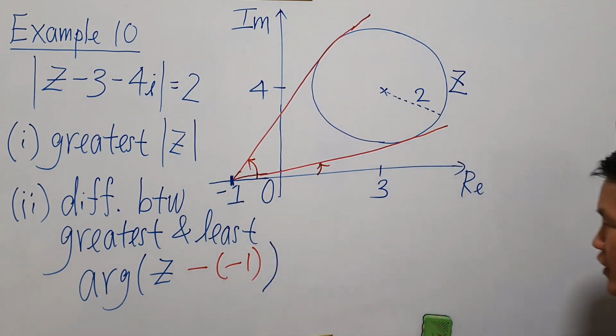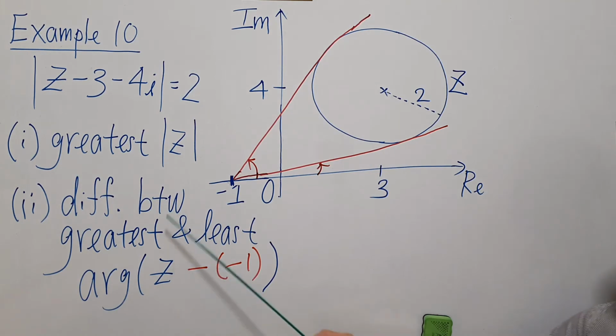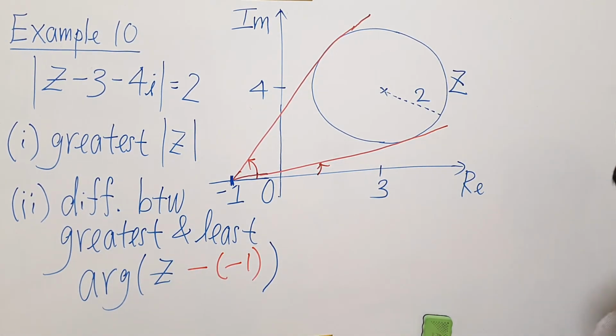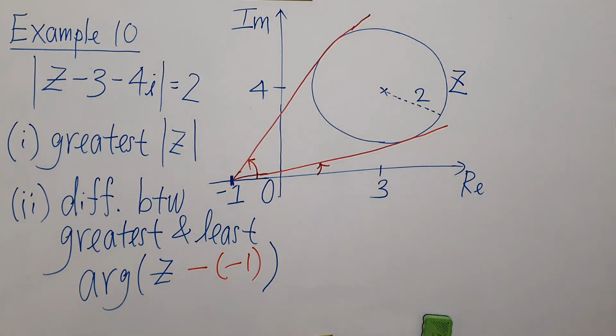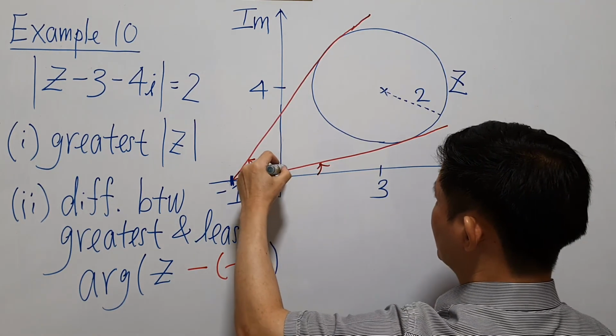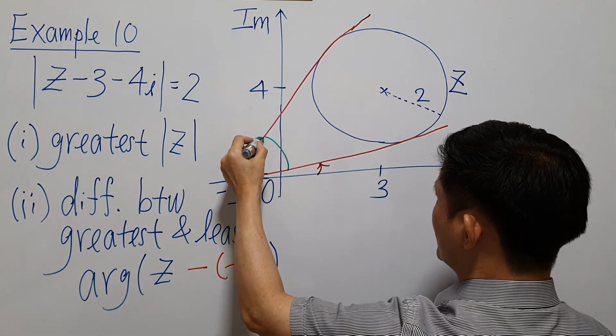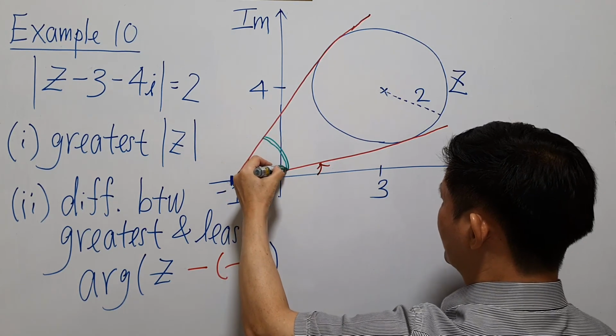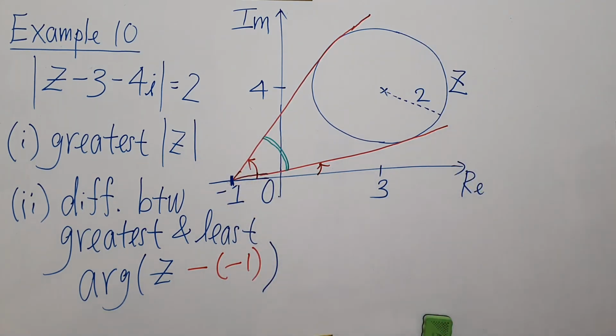And the question wants you to find the difference between these two arguments. So the question is asking you for which angle? The difference between these two angles, right? The difference between this angle is actually therefore this angle. So the question is basically asking you to find the green angle. The green angle represents the difference between the greatest and the least argument of z minus -1.